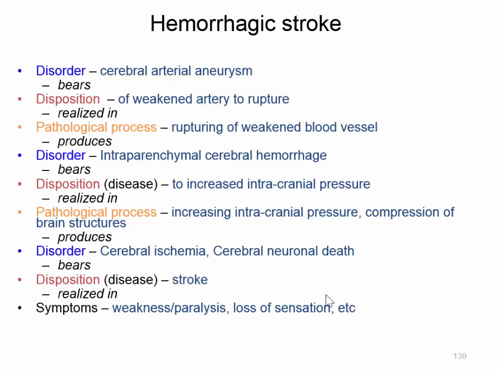Here we have three disorders and three dispositions. So we get an aneurysm in an artery. This gives rise to a disposition. The artery is weakened, and so it is likely to rupture. Then it ruptures, and this gives rise to another disorder, which is all that blood in your brain. That creates a disposition of increased intracranial pressure, which gives rise to a pathological process of compression of brain structures, which produces a new disorder of cerebral ischemia, and again, neurons dying, which gives rise to a disease called stroke.